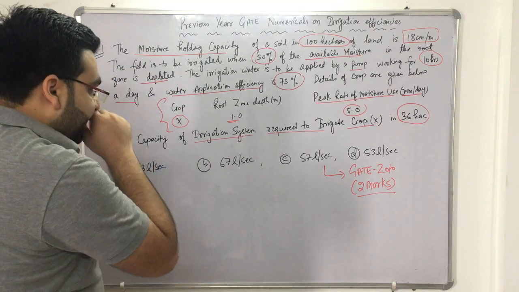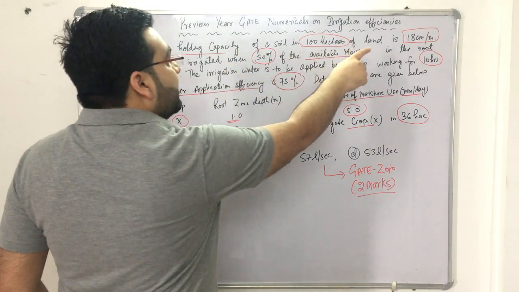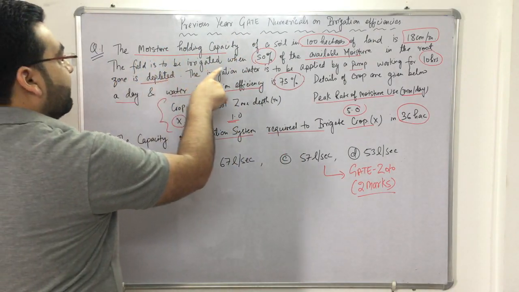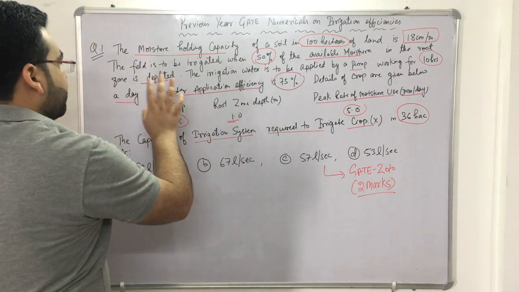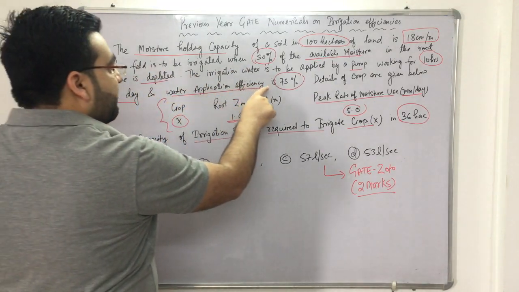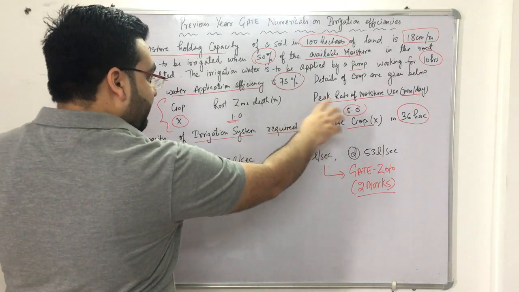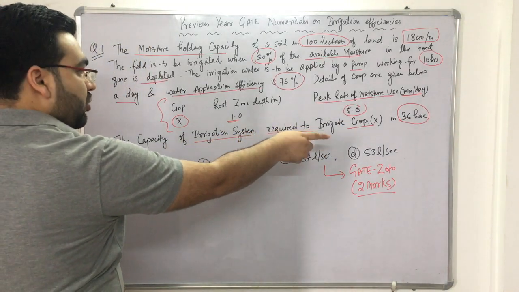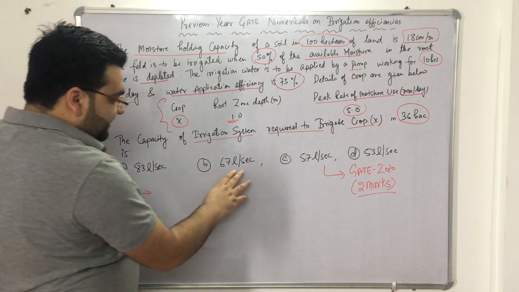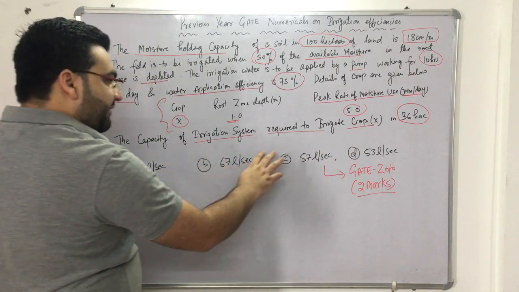What is needed is that, first of all, 100 hectares of land is there, and 18 centimeter per meter is the water holding capacity. The field is to be irrigated when 50% of the available moisture in the root zone is depleted. The irrigation water is to be applied by a pump for 10 hours only. Then water application efficiency is 75%. The crop root zone is 1 meter, and the consumptive use is 5 mm per day. The crop area is 36 hectares only. The options are 83 liters per second, 67 liters per second, 57 and 53, in decreasing order.